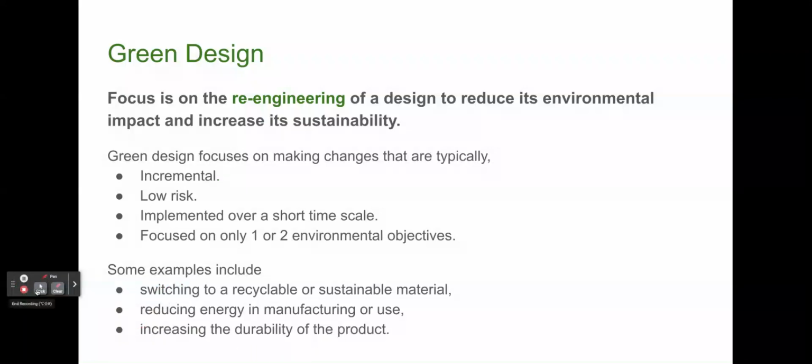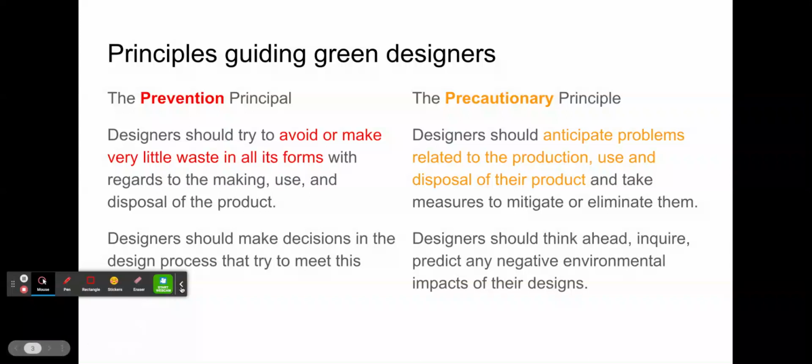So let's go back. There are two approaches or principles that guide green designers. They both have slightly different end goals. So the first one is the prevention principle. As a designer, you want to avoid making as much waste as possible when you're making your product, using it, and when it gets disposed of. So you're trying to always make sure that you're using as little material as possible. So you're preventing any extra material or energy being used that you don't have to.